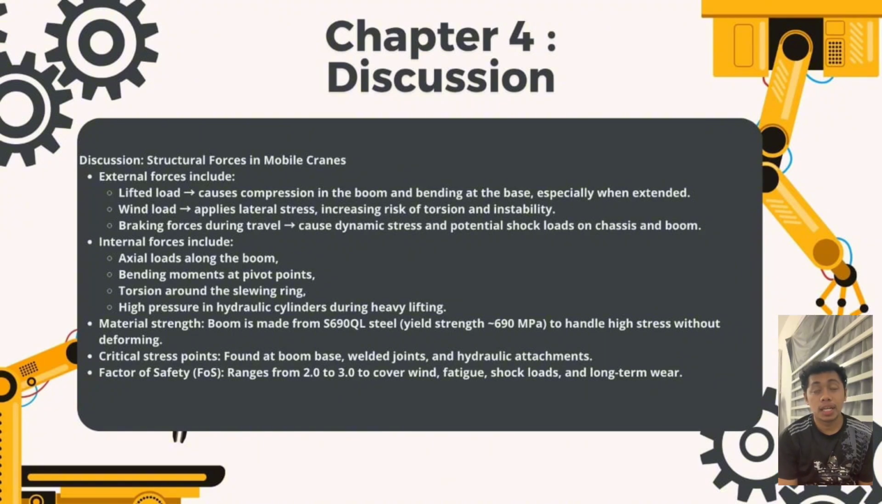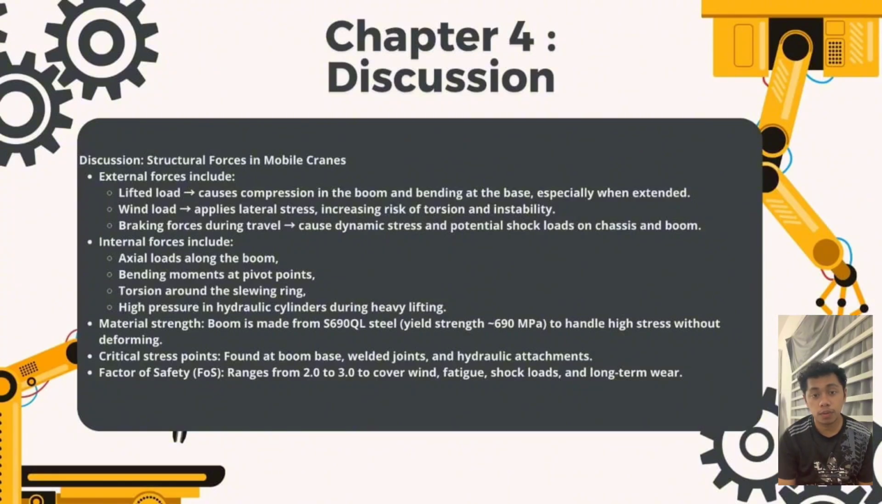Assalamualaikum. My name is Muhammad Amir Shamril and I will be presenting Chapter 4 discussion and Chapter 5 conclusion. For Chapter 4, we look at the different forces acting on a mobile crane during use. First are the external forces. The weight of the lifted loads puts the boom in compression and causes bending at the base, especially when the boom is extended. Wind also adds sideway pressure, which can affect balance and create torsion.